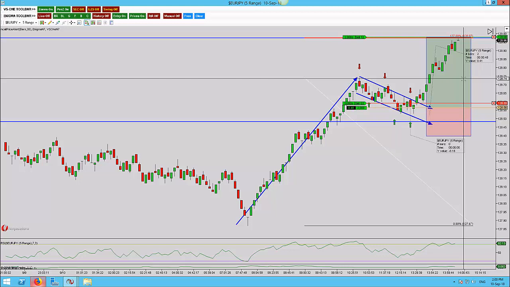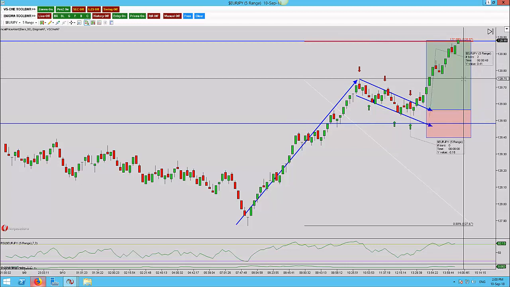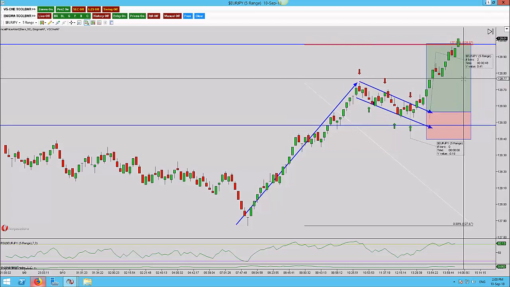1 pip away now from targets. 1 pip again. There we go. Targets hit for 41 pips. A very easy and pain-free trade.